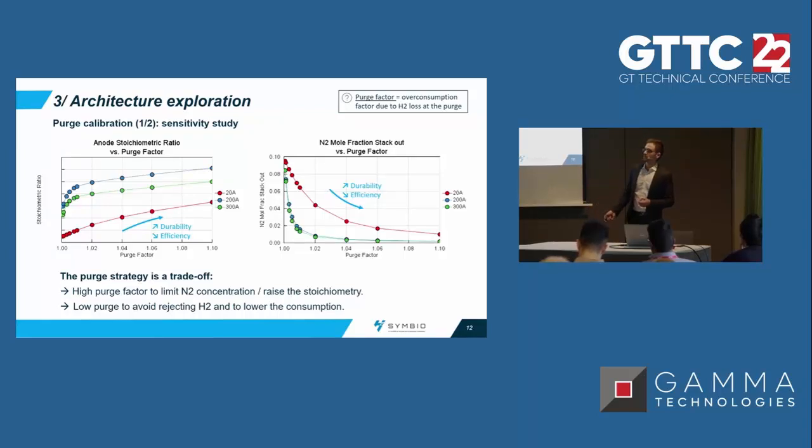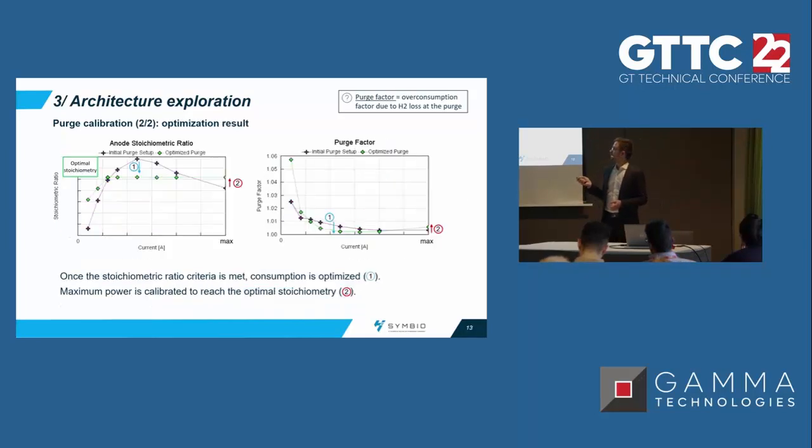So we carried out an optimization of this purge factor, taking into account different information. We optimize it differently at different current levels. Here we have the 3 current levels, 20, 200, 300. We can see the result of this optimization here. So we have, again, a polarization curve, and the initial setup is in purple.